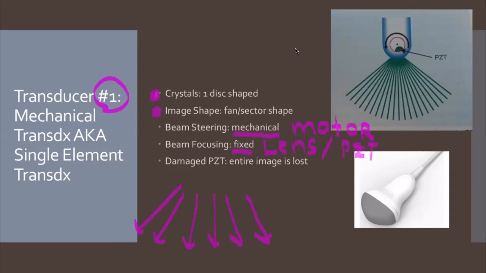And then what happens if the PZT breaks? Well, there's only one. So if the PZT breaks, you only have one of them in there. So that means the entire image is going to be lost, or your whole screen will turn black. And so this is our first transducer. And this is like the easiest one to remember.